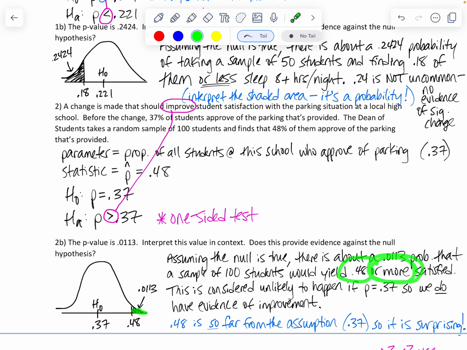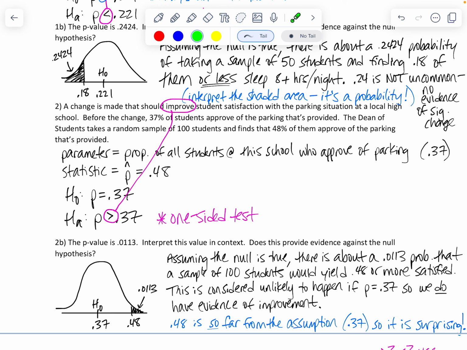Because I'm shading to the right. It's a greater than symbol. This is considered unlikely. Therefore, we have evidence to support this. Okay, we're going to talk about rejecting and failing to reject also. We'll get to that after I go through these 3 examples.